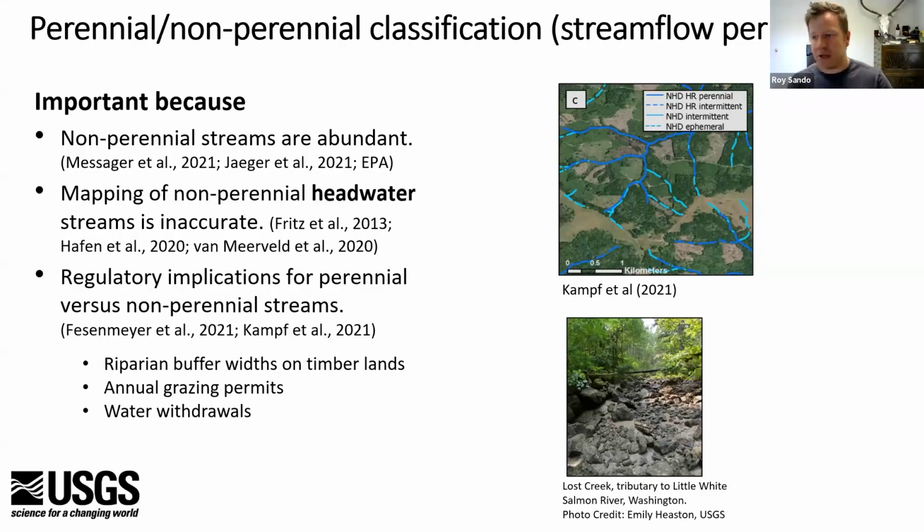There's also regulatory implications associated with annual grazing permits, so where you can and can't have cattle or bison or other livestock. And also water withdrawals. Obviously, where there's more water, you can withdraw more water. But when that water isn't running, there's more limitations on the permitting, and also there's calls, more often, when that water shuts off. Again, despite all of this, there's really very little we know, or not very little, but our mapping remains inaccurate. And as we've shown, this is incredibly important because of these reasons.